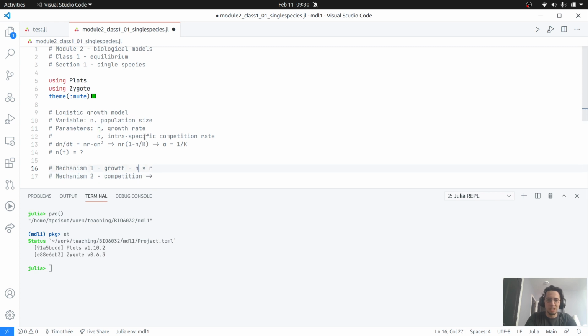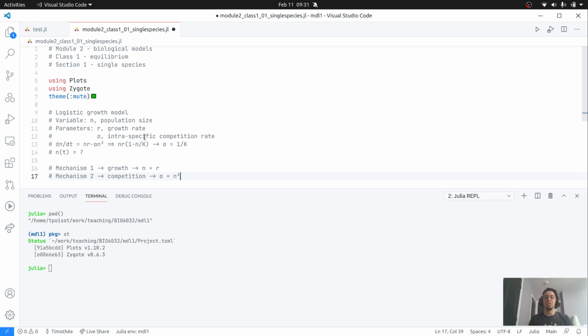I'm just going to put arrows in here, so that's going to be easier to read. Mechanism 2 is the rate of competition is alpha times n squared. So that means that when you have one individual and it encounters another individual, that's why you have a square here, they are going to compete. They're going to have an interference between one another at a rate which is alpha. So those are ecological mechanisms that we can think about.